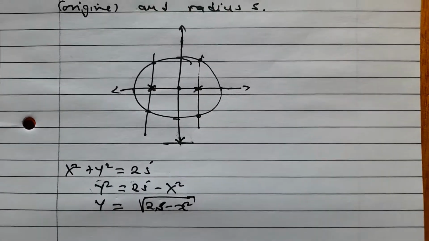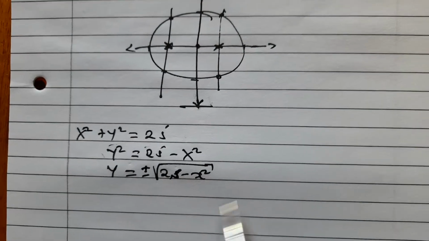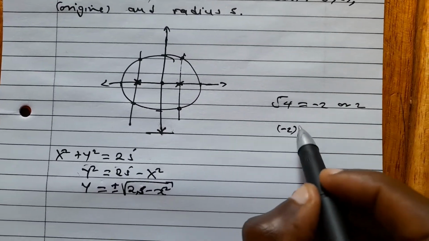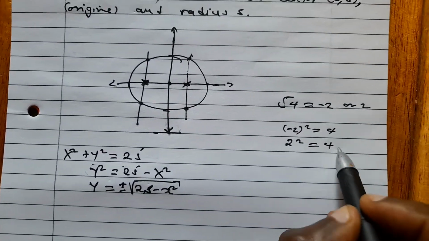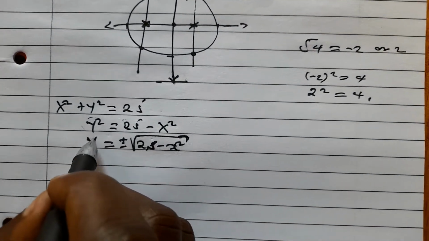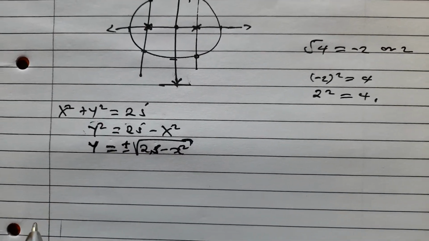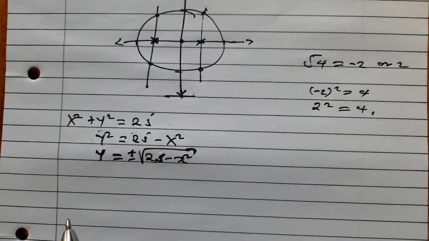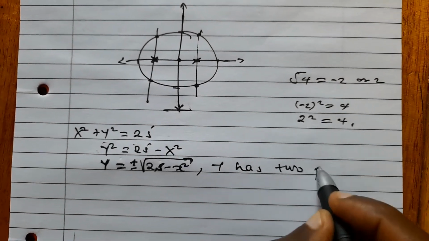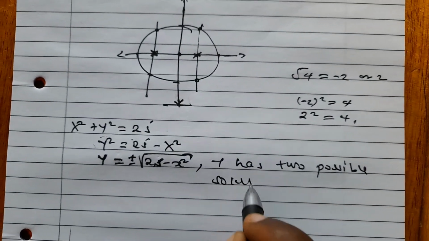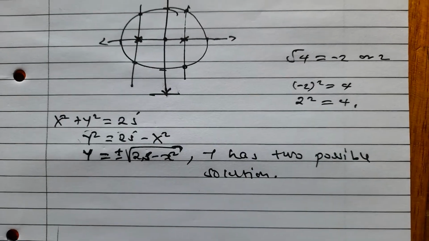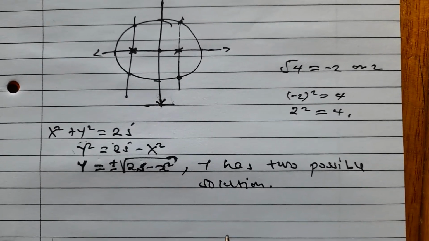But we all know that the square root of a number can be positive or negative, because actually the square root of 4 is negative 2 or 2. When I take negative 2 squared, it is giving me 4, and when I take 2 squared, it is also giving me 4. It is clear here that the value of y, which is the output, can be positive or negative. So y has two possible solutions, and since y has two possible solutions, this equation is not a function, because for every input we need to have one output.